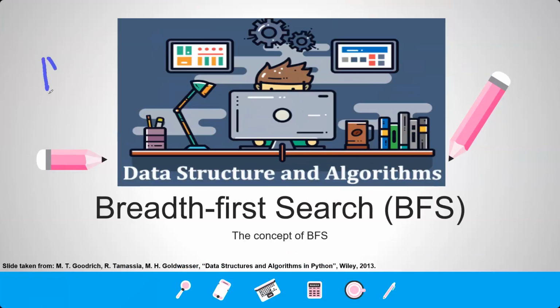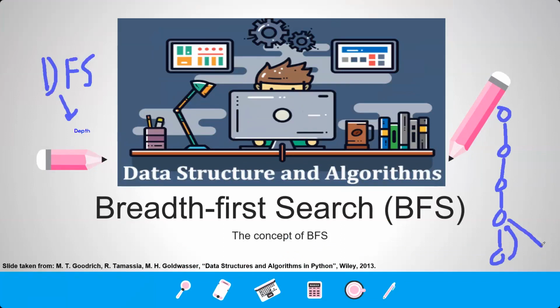DFS, we call DFS, we say as depth. Depth means deep. You want to find one node, and then you want to find the next node, and then you want to go to the left node, to the left node until the end, and then we come back. We can go back and then we go to the node.